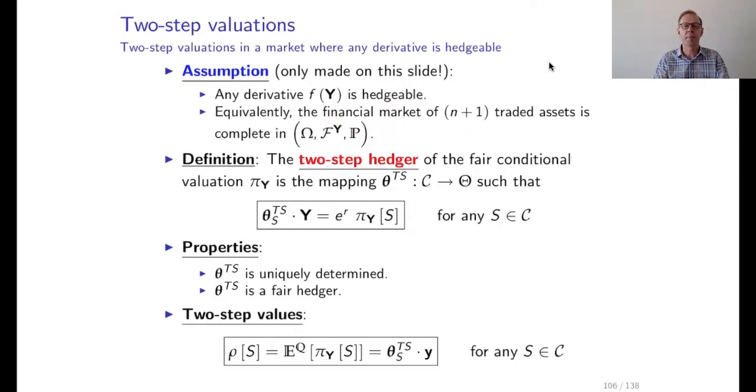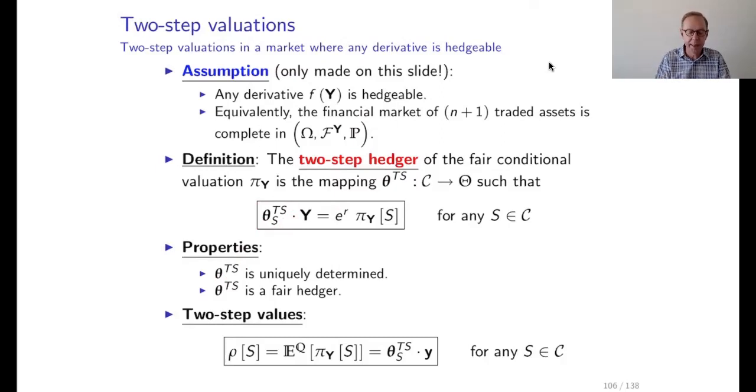Now we can define a two-step hedger. What is a two-step hedger? Of the fair conditional valuation pi y. So pi y is a fair conditional valuation. For any claim S, e to the power r pi y of S is hedgeable, because we assume that any derivative is hedgeable. So if this is hedgeable, we can write it as the time one value of a hedge, and this hedge we will call theta two-step of S. So again, this is a hedgeable claim, written as the time one value of the hedge theta two-step of S. This theta two-step of S is always uniquely determined because of the assumption of non-redundancy that we have made before.